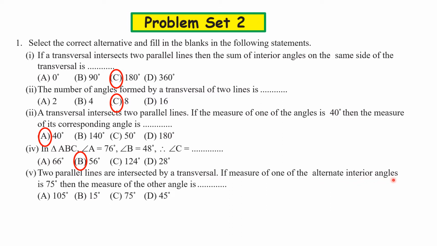The two parallel lines are intersected by a transversal. If the measure of one of the alternate interior angles is 75, the measure of the other angle is? Alternate angles are congruent. Therefore, the answer is 75, which means the alphabet C.